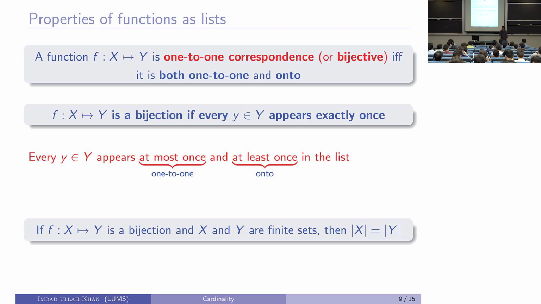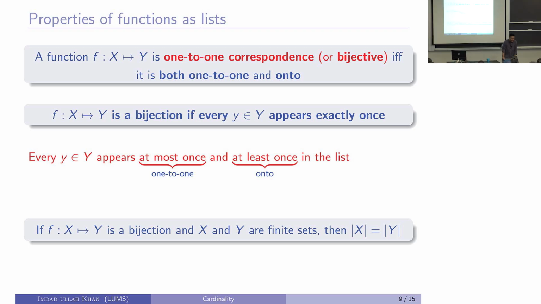Exactly once, right, exactly once. So, a function is onto if every element of y appears exactly once in the list representation of that function. Okay. From this, if we combine it with the two ICPs, we conclude that if there is a bijection from x to y, then the cardinality of x must be equal to the cardinality of y.